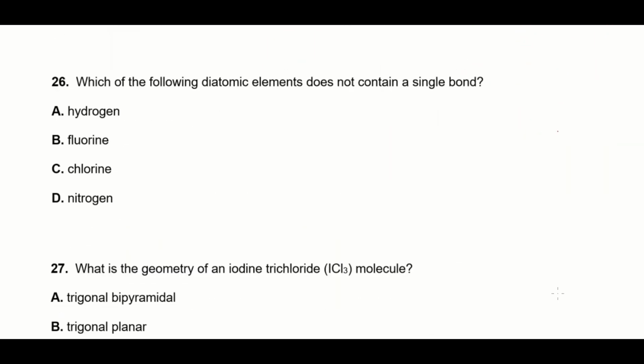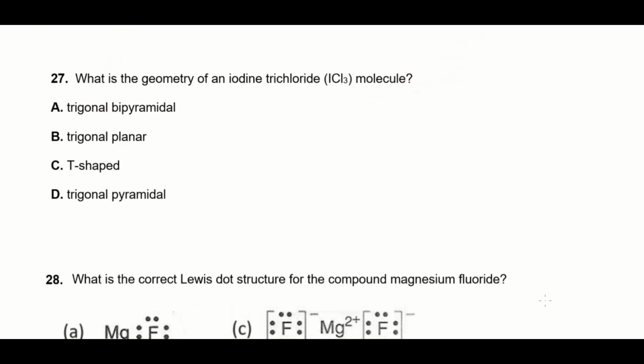Which one does not have a single bond? So nitrogen. These are both halogens, so they're going to both look the same, and the hydrogen can only have a single bond. So nitrogen is going to look like this, as a triple bond. If you do your lowest energy structure, that's what you will get.